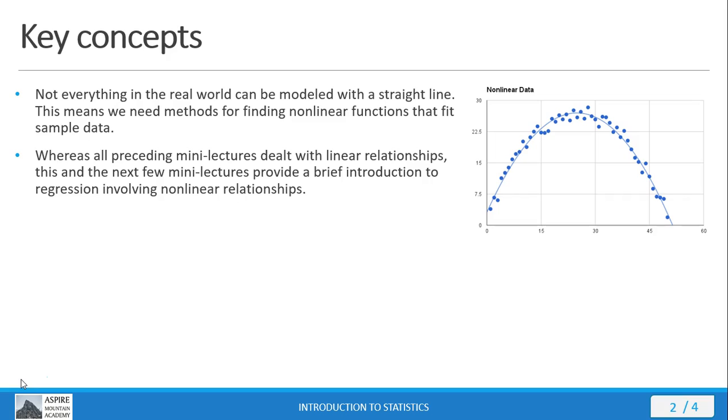In the previous mini lectures, we've been looking solely at linear relationships, whether that had one independent variable or multiple independent variables. In this and the next few mini lectures, we're going to provide a brief introduction to regression using nonlinear relationships. And of course, we're just going to go straight to the software, StatCrunch. We could go in if we wanted to and look at the old school methods for doing this, but hey, we're all going to use the software, so let's just focus on that, all right?